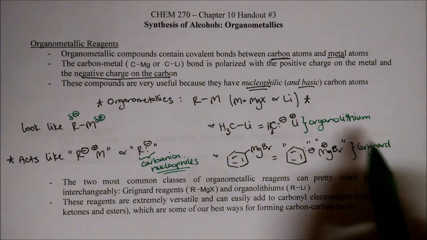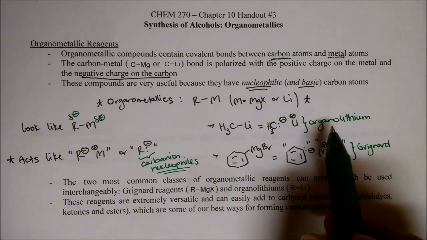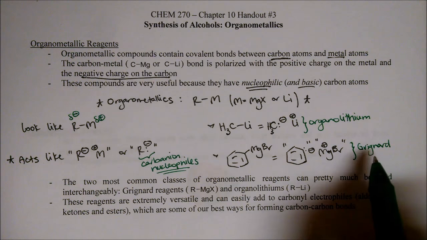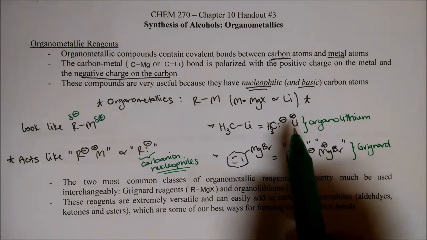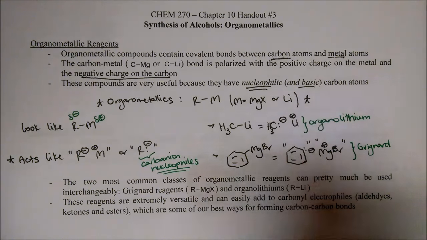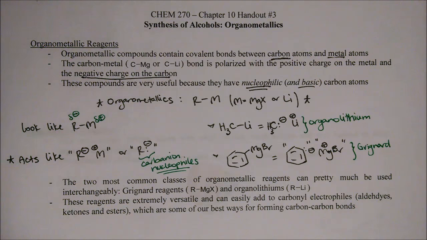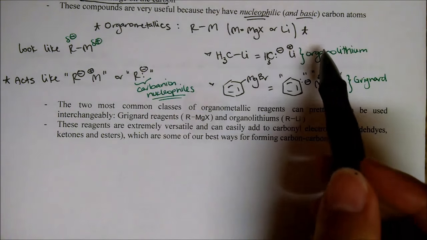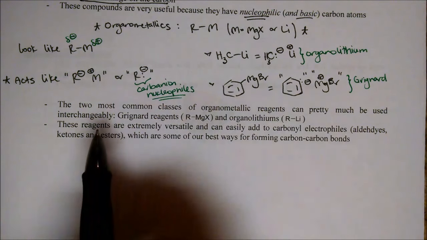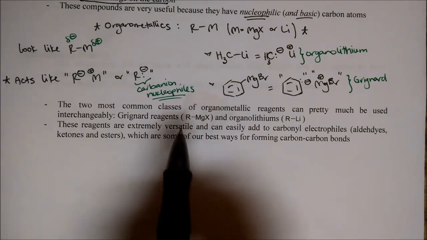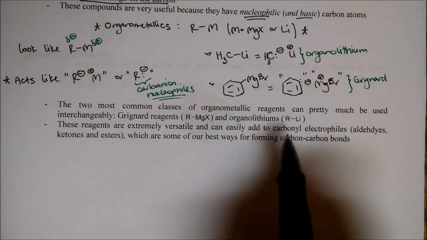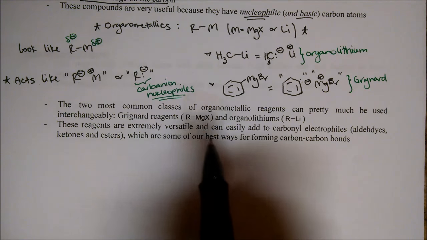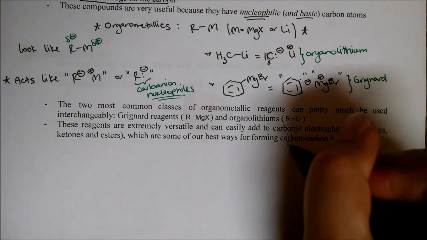Obviously named after an actual chemist. This one, they didn't get named after the chemist. They just called it organolithium. Whenever we use the magnesium, it's called the Grignard, and the magnesium always has a halide with it, or you can just use the simple lithium, and it's an organolithium. Okay? The two most common classes of organometallic reagents, the organolithiums or the Grignards, can pretty much be used interchangeably. There you go. These reagents are extremely versatile and can easily add to carbonyl electrophiles, such as aldehydes, ketones, and esters, which are some of our best ways for forming carbon-carbon bonds.